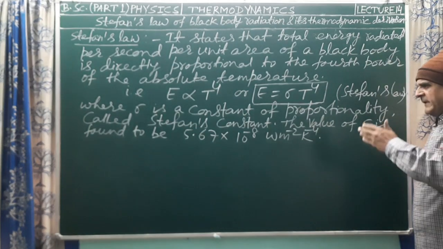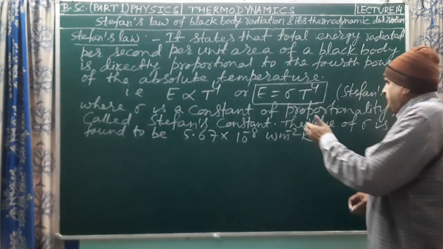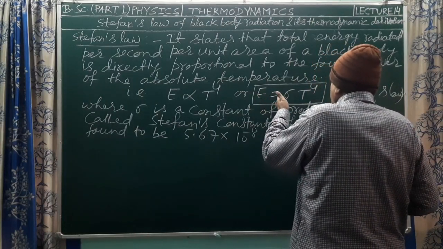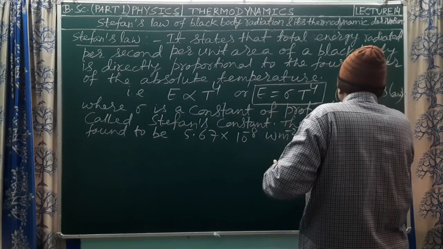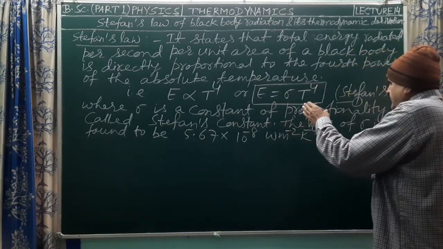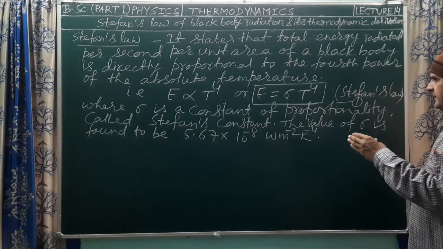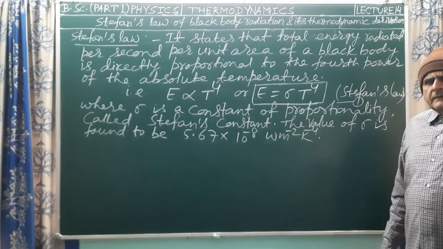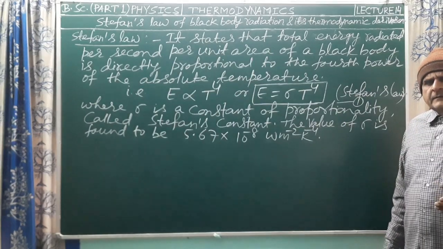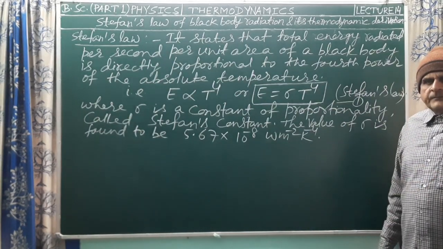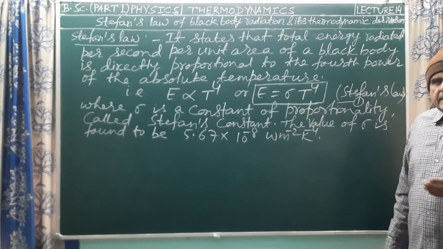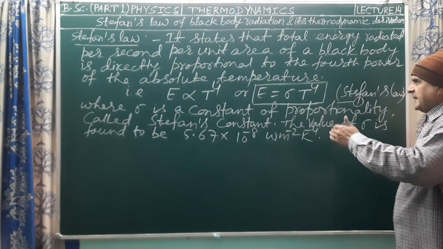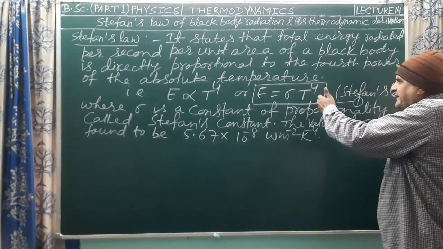Stefan's law modification. This law, Stefan's law, is capital E equal to sigma T to the power 4, suppose it is equation number 1, and this Stefan's law was modified by another scientist, Boltzmann, and the relation is capital E equals sigma (T to the power 4 minus T0 to the power 4).